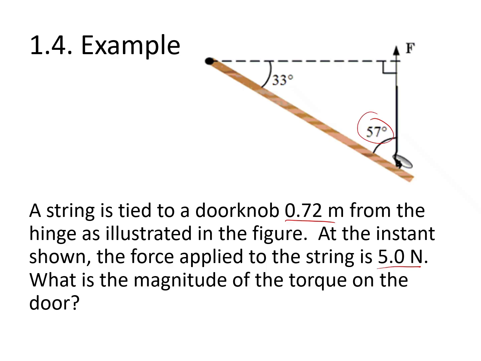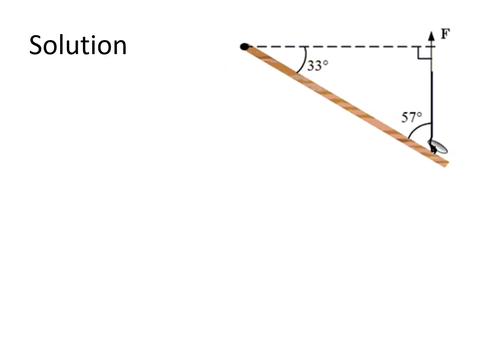Now let us substitute the distance, force and angle into the torque relationship. Let's first write down the given values. The force is 5 newtons. The distance from the hinge to the doorknob, R, is 0.72 meters. And the angle theta is 57 degrees, the angle between the distance vector and the force vector.